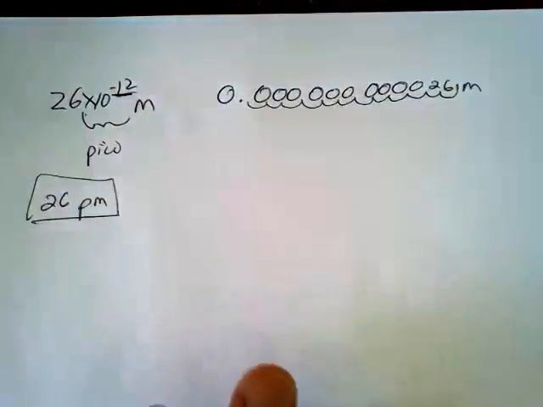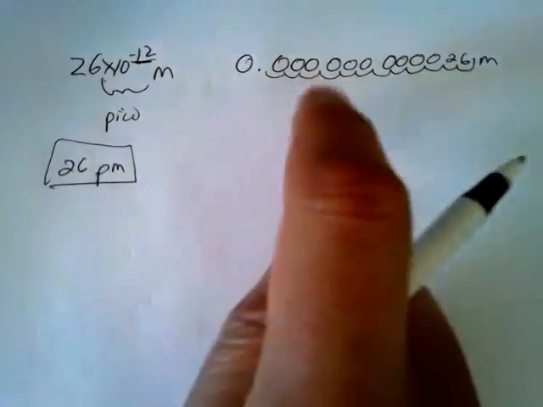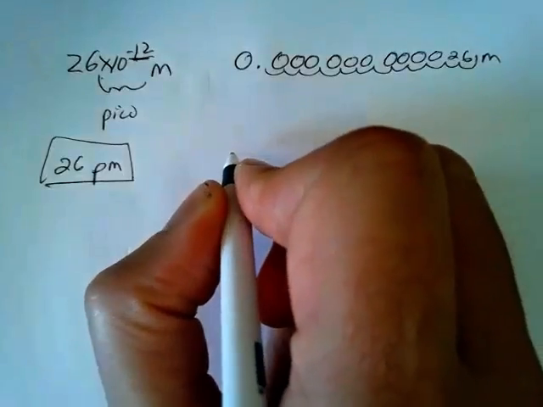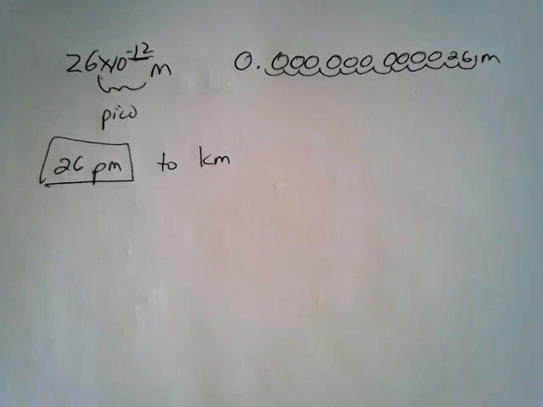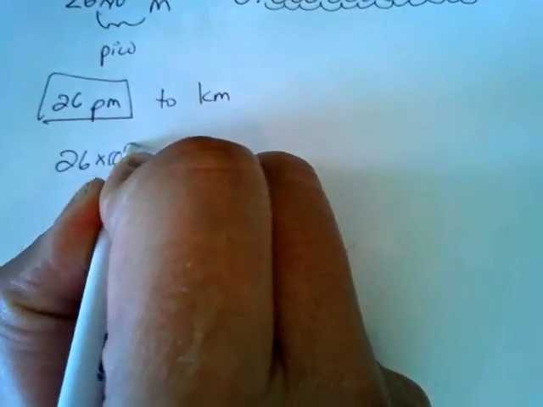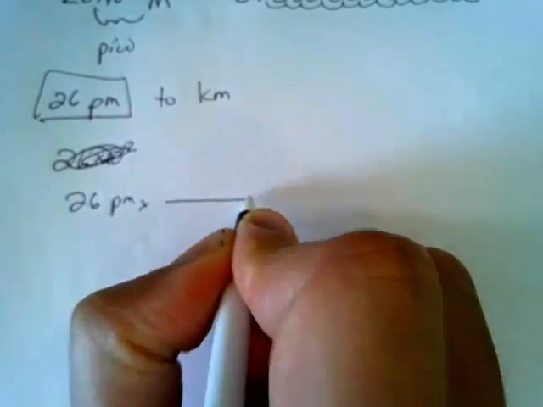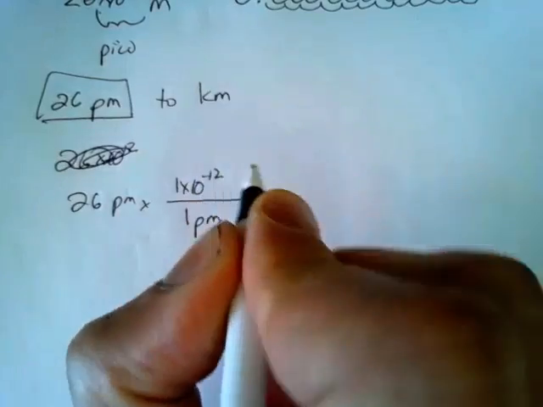So if you're typing a textbook, this is way easier. And if you're trying to understand math, this is way easier than that. If you have to do a problem with picometers though, so let's say I wanted you to convert 26 picometers to kilometers, let's say. I don't know the conversion directly between picometers and kilometers, but I do know the conversion between pico and meters to kilometers. So let's do that. Well, we could do it two ways. We could do 26 picometers, saying 1 picometer is 1 times 10 to the minus 12th meters.